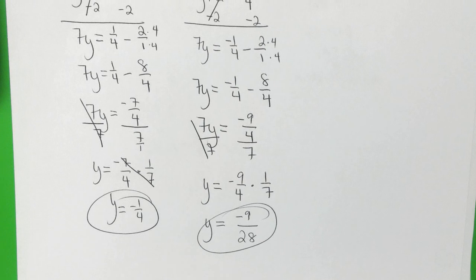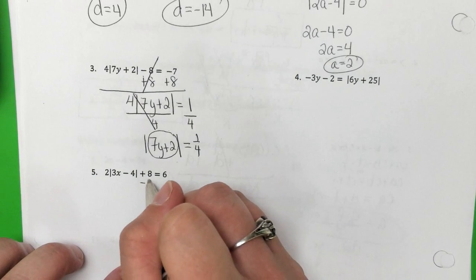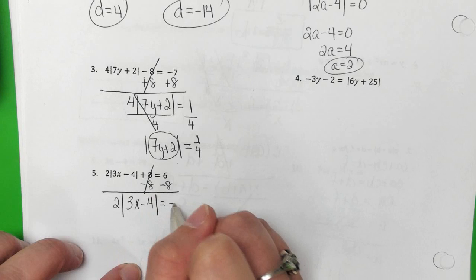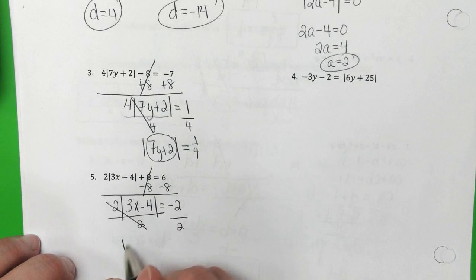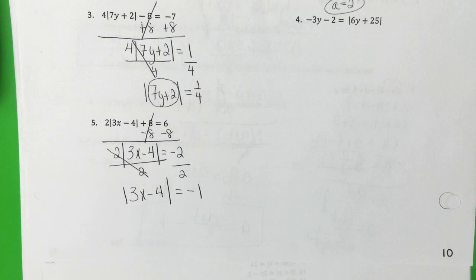Alright, we're going to skip 4, and we're going to go to 5 first, okay? I really should have put 4 and 5 in a different order, so we're going to go to 5 first. So what can I do on 5 first? Subtract the 8, right? So you get that is equal to negative 2, right? Then what do we do? Divide by 2. Now what?